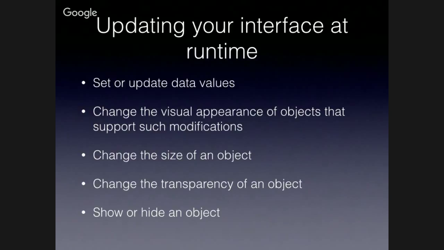So if you want to have a dynamic application, how do you update an interface in your watch app? At runtime, an interface controller can make the following modifications to objects in the corresponding storyboard scene. You can set or update data values, change the visual appearances of objects that support such modifications, change the size, change transparency, and show or hide objects. You cannot add new objects to the interface or change the order of objects that are already there. Although you cannot remove objects, you can hide them, which removes them from the layer temporarily. When an item is hidden, other objects fill the space previously occupied by it. To hide an object without filling the space, set the alpha value to 0.